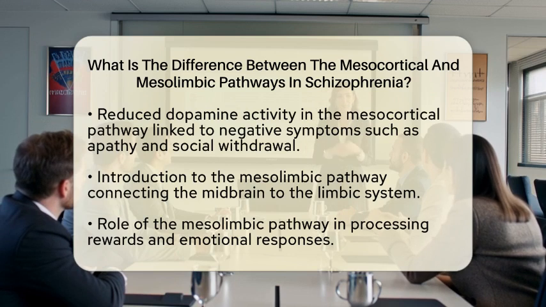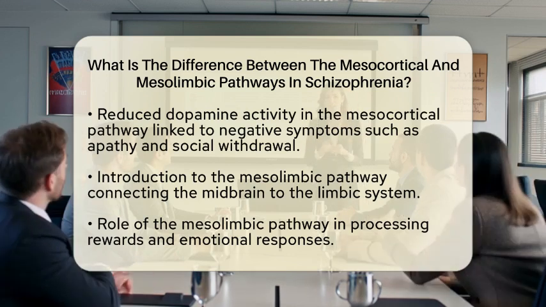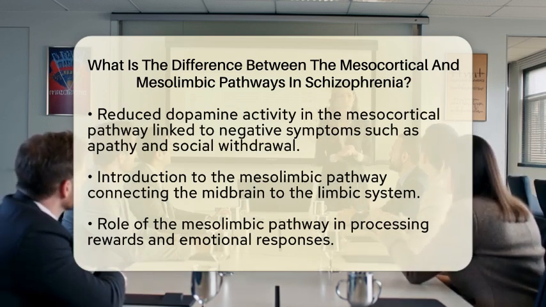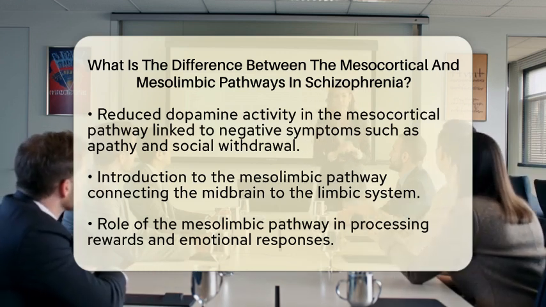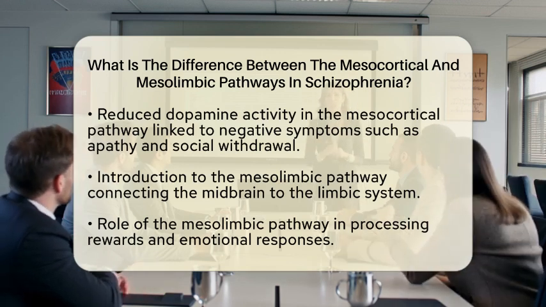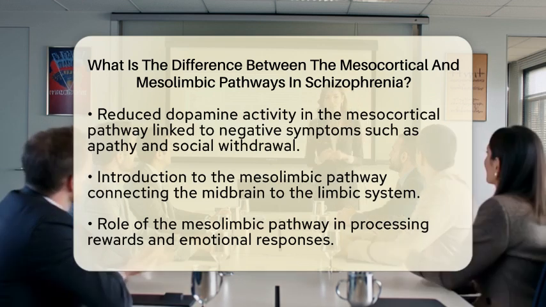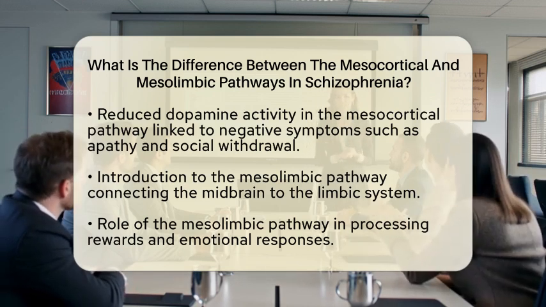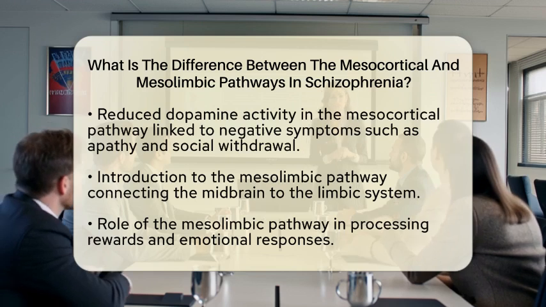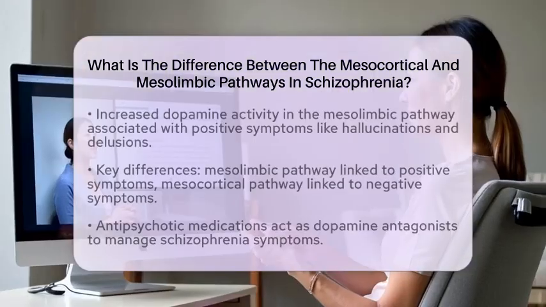On the other hand, the mesolimbic pathway links the ventral tegmental area to the limbic system, which includes the nucleus accumbens. This pathway is involved in processing rewards and emotional responses. In schizophrenia, there is typically increased dopamine activity in the mesolimbic pathway. This overactivity contributes to the positive symptoms of the disorder, such as hallucinations and delusions.